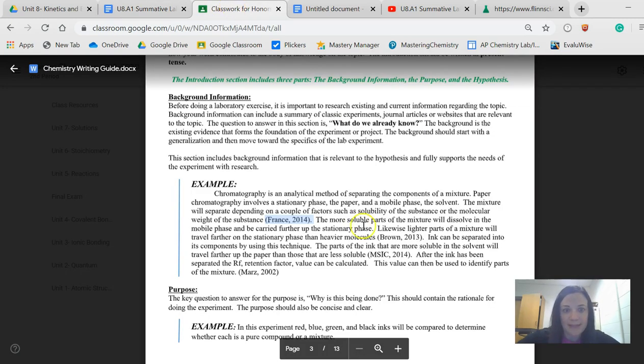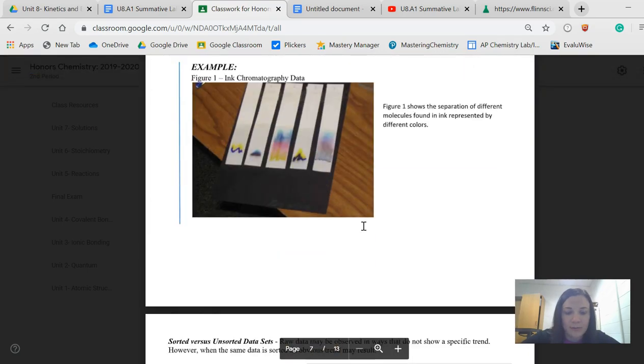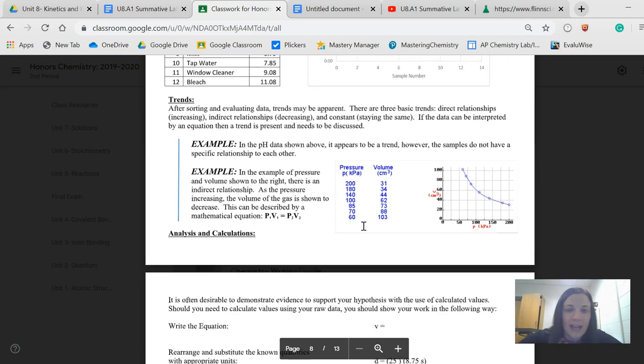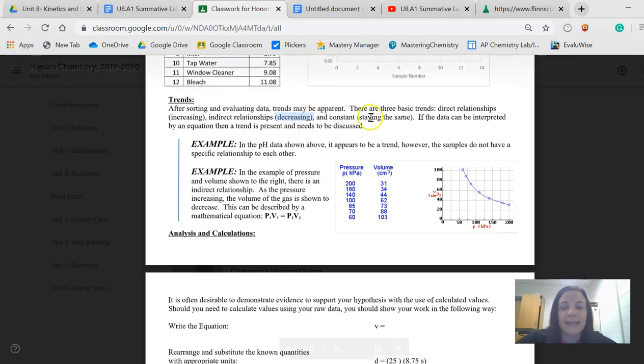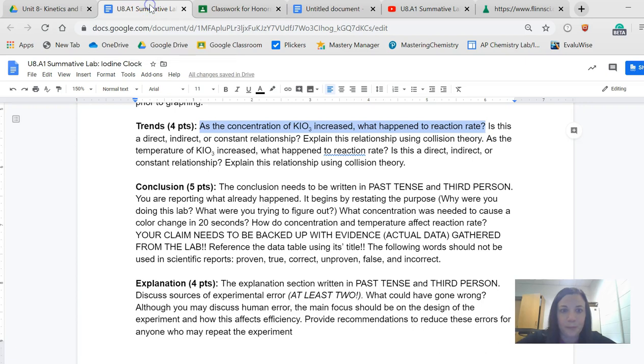So going back to the chemistry writing guide, I'm going to scroll down to trends. And it talks about the 3 basic trends. So direct relationship would be if it's increasing. Indirect would be if that slope is decreasing. Constant is if it's staying the same. And then you need to explain why that trend occurs using collision theory.